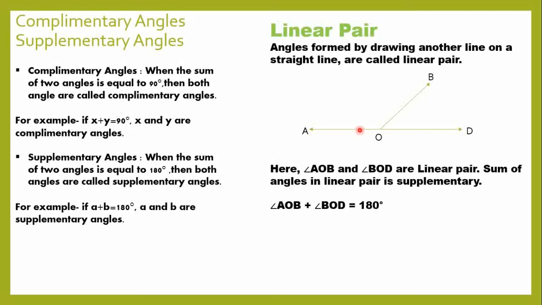So whenever there is a straight line and we draw another straight line on that straight line, we have two angles and those angles will be called a linear pair, and when we add those two angles their value will come as 180 degrees. So that is why they will be called supplementary. Here angle AOB plus angle BOD will be equal to 180 degrees. So angle AOB and angle BOD are supplementary to each other, right?